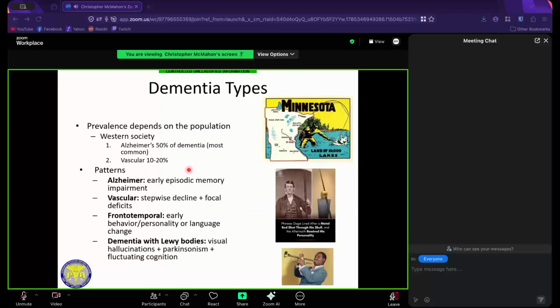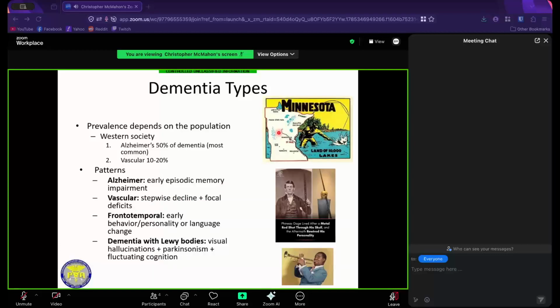Looking at dementia as a whole, in Western society Alzheimer's is about 50% of cases, so it tends to be our most common one. Vascular is closely followed. Then the different patterns, to help me grossly recognize these before we go into detail. Alzheimer's, think of early episodic memory impairment. With vascular, it's going to be a stepwise decline in focal deficits. I put this lake here.